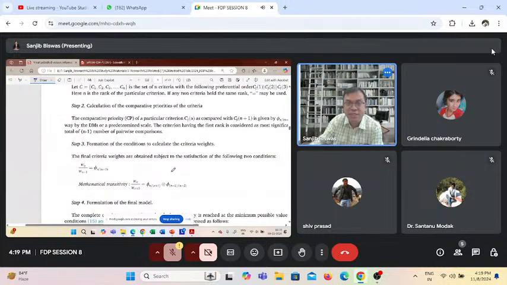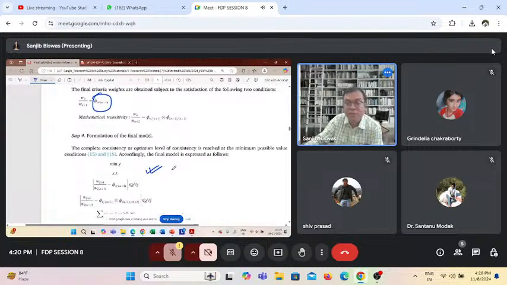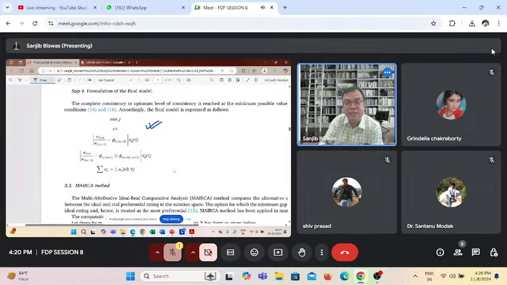As I said, this is the property phi, that is the comparative priority of the nth criterion with respect to the n plus 1th criterion. And I form the equations like this. This must be less than or equal to a very small number called psi, and chi comes from the transitivity property.